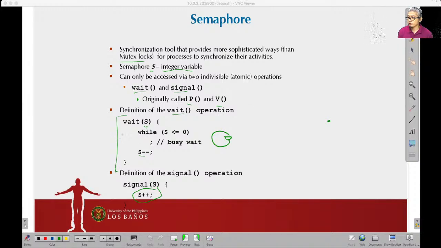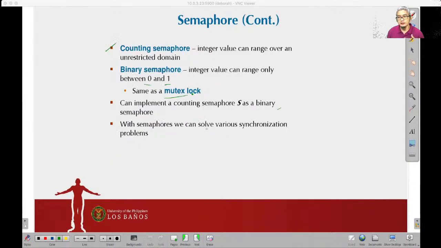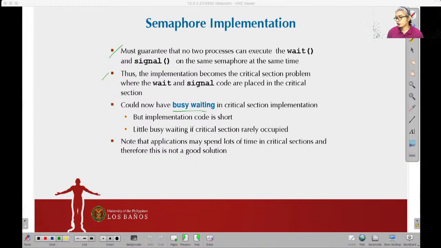So this block, okay? Remember that S minus minus and S plus plus are very similar to counter plus plus and count minus minus, which can actually cause a race condition. Okay? So that's why the wait and signal should be implemented atomically.